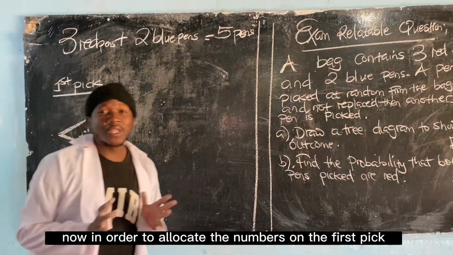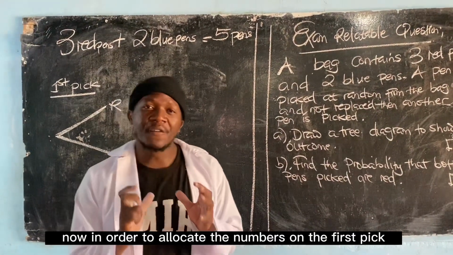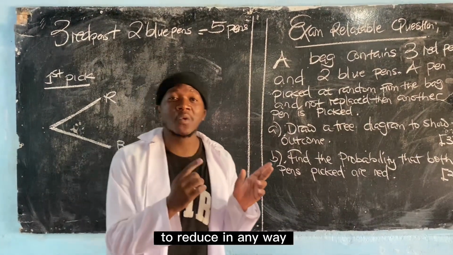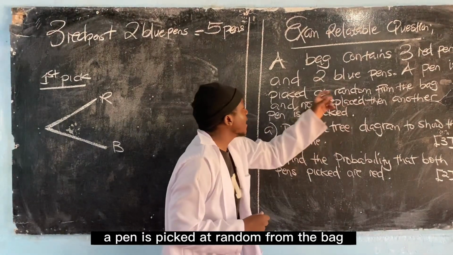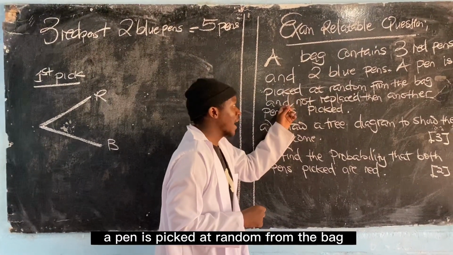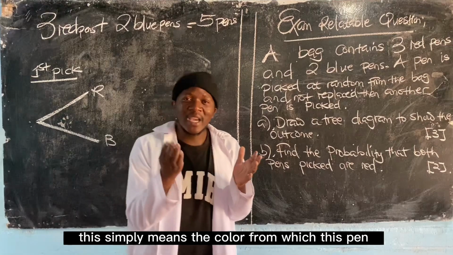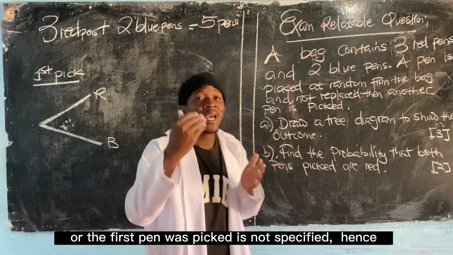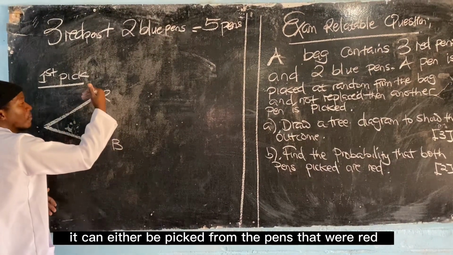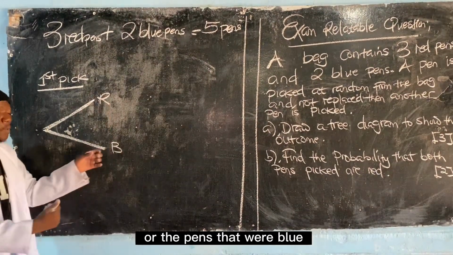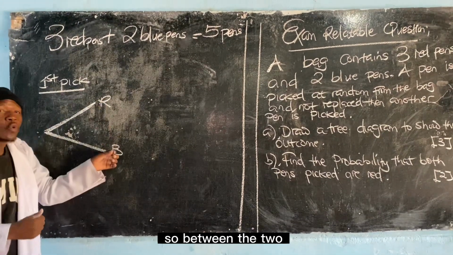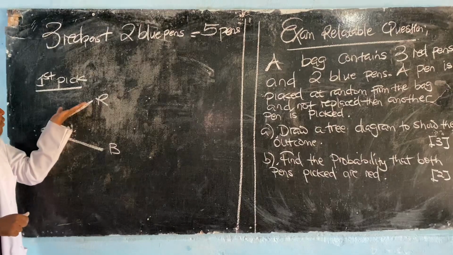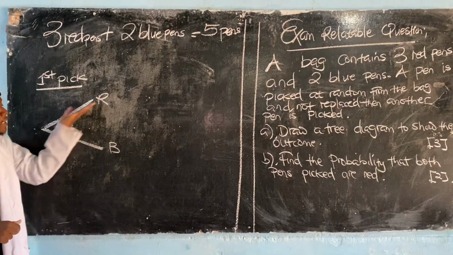Now, in order to allocate the numbers on the first pick, we're not going to affect any color to reduce in any way. Since the question says a pen is picked at random from the bag, this simply means the color from which the first pen was picked is not specified. Hence, it can either be picked from the pens that were red or the pens that were blue. So, between the two, one can be the first pick. But since it wasn't specified, we showcase that we can start with red or we can start with blue.